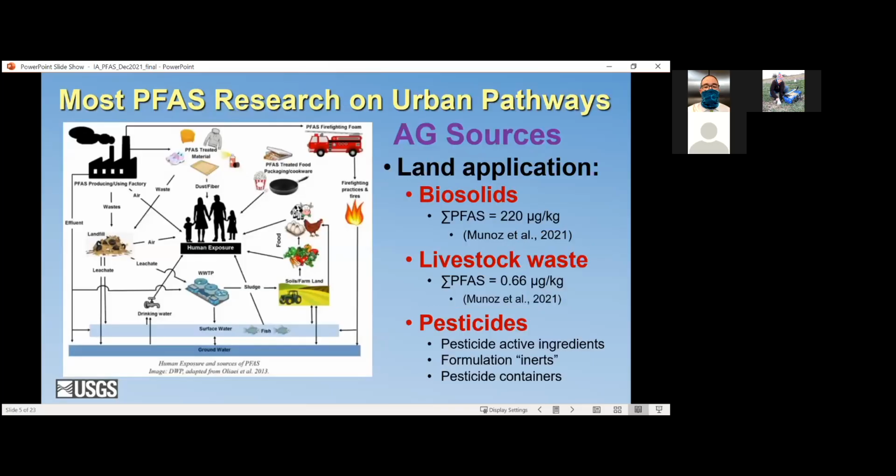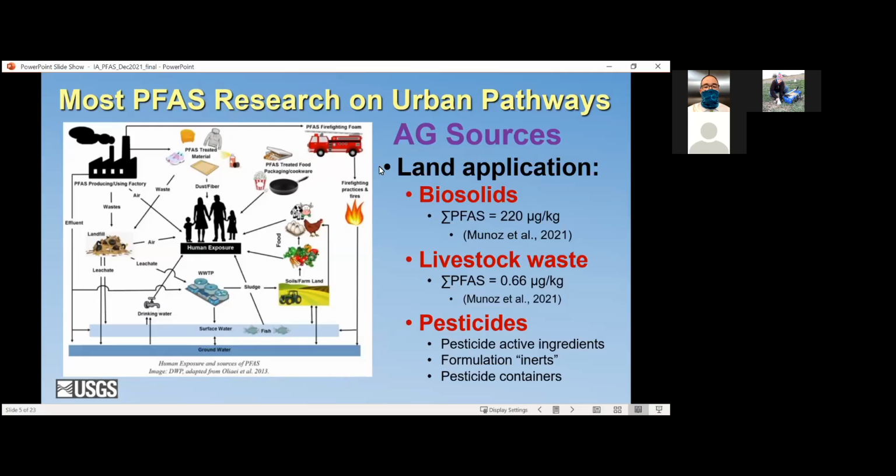Now, today, most of the PFAS research has been related to urban pathways, and that's related to wastewater treatment plants and their discharge, whether that's effluent into streams or sludge or biosolids that are land applied. In terms of contamination around airports and military bases due to firefighting foams. But there are agricultural sources as well. These are really kind of less known and less understood.